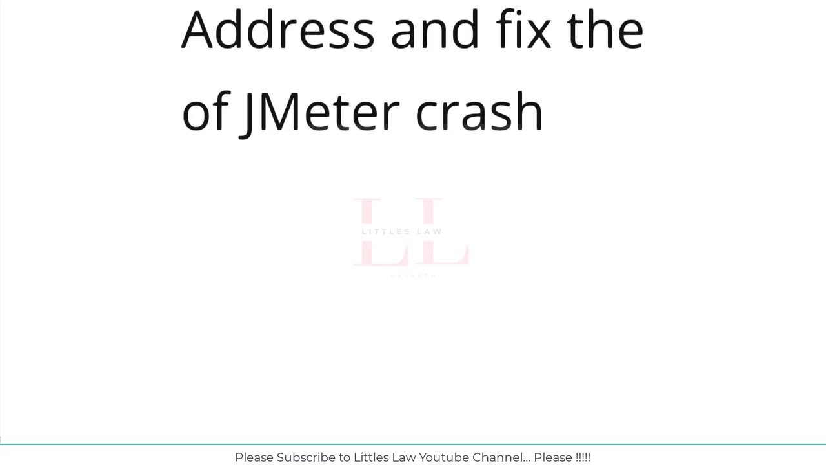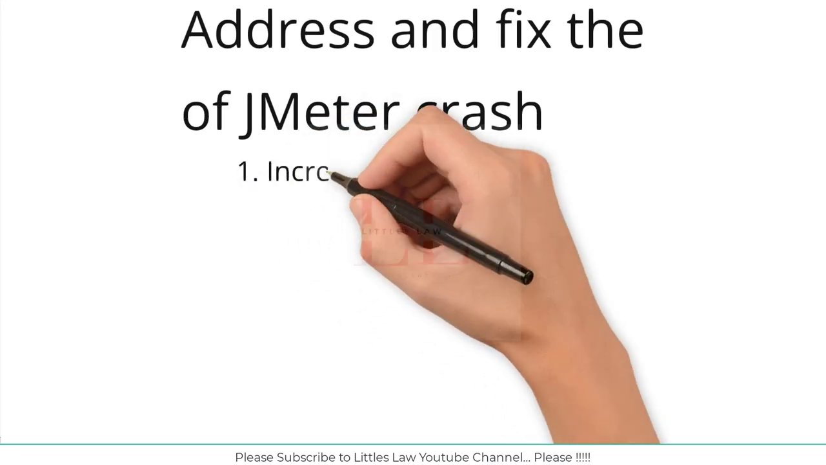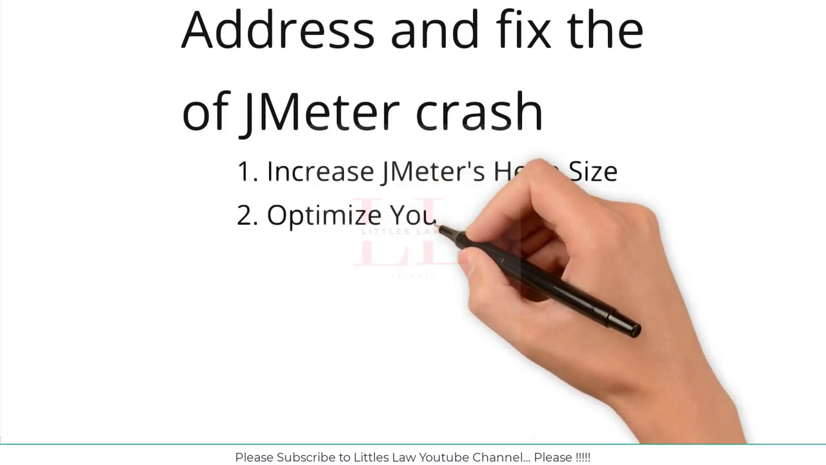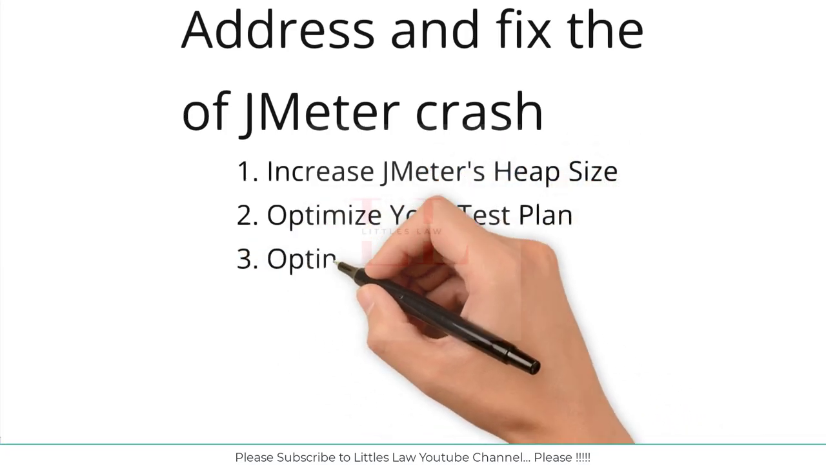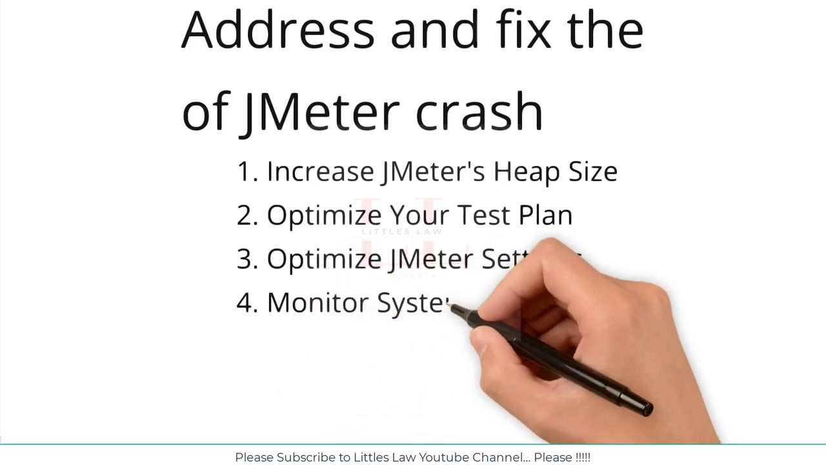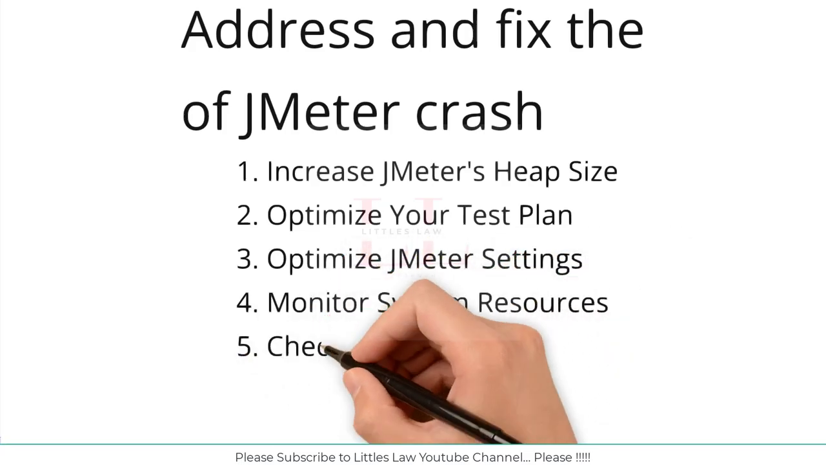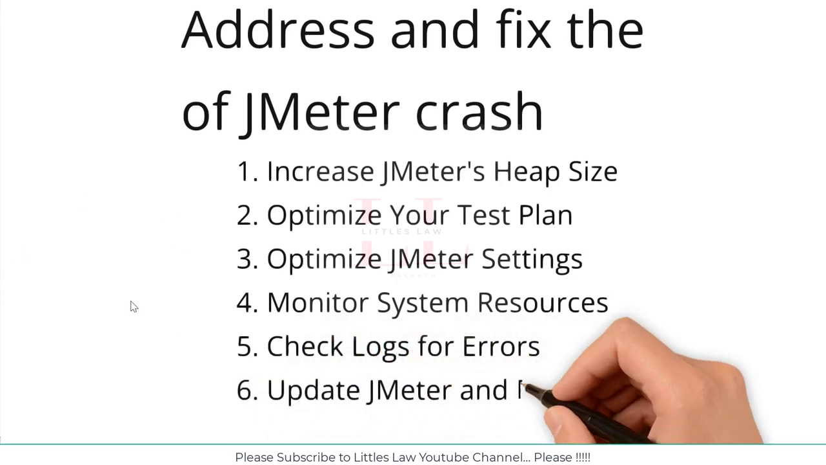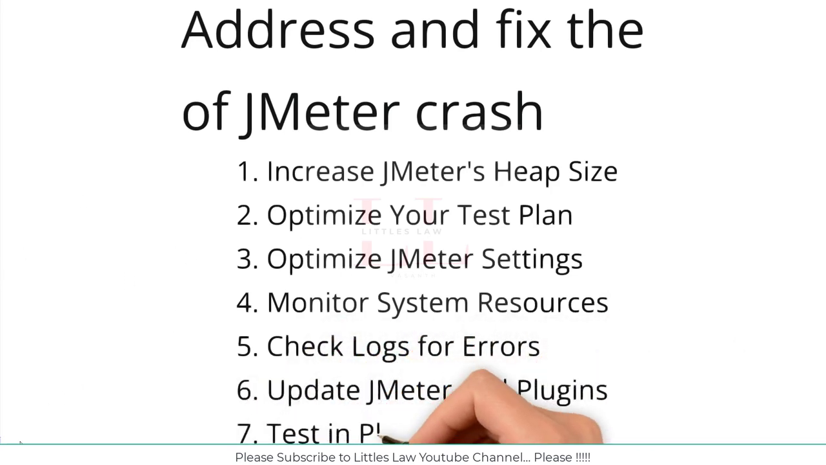JMeter, we all know, requires a significant amount of memory, especially when simulating a high number of users. So we have to increase the Java heap size by modifying the JMeter startup script. For Windows, you have to edit the jmeter.bat file, which is located in your bin directory. We'll see that separately in a separate video. For now, let me tell you how to fix it.